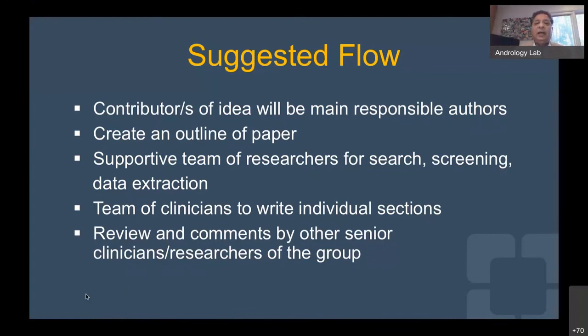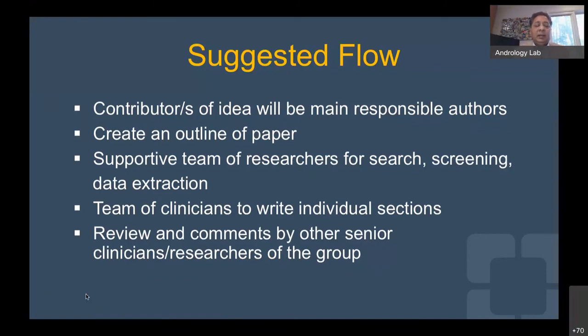And I think we have the unique opportunity to have experts from all over the world who are really motivated to work together. Here, the idea is that each of the six teams that we have, and the people who have contributed the idea, will become the main responsible author and create the outline of papers. They will then support the team of researchers who will do the search, screening, and data extraction if needed. If not, then they will create a way that the work can be divided in terms of research and writing.